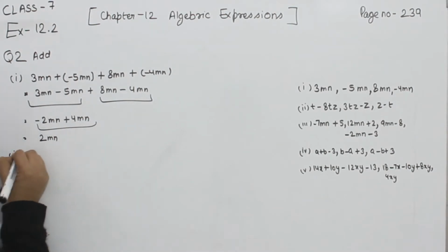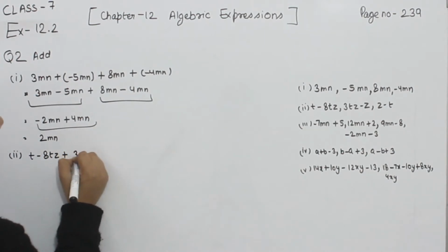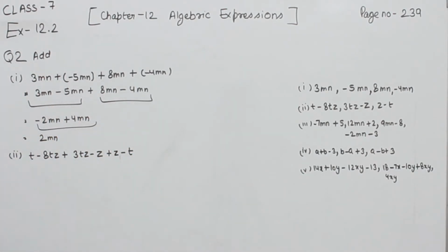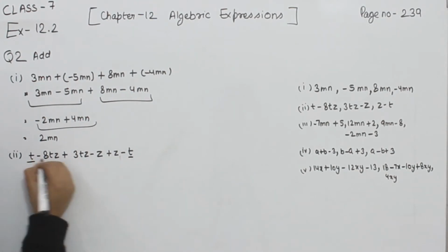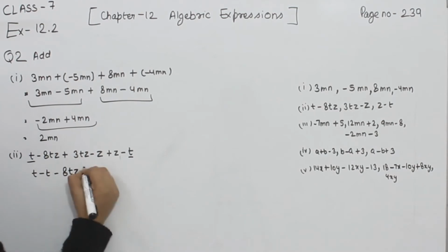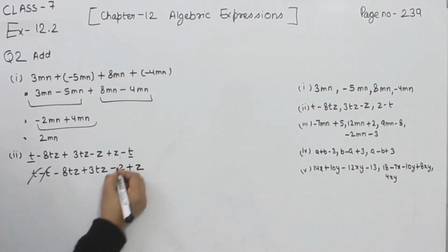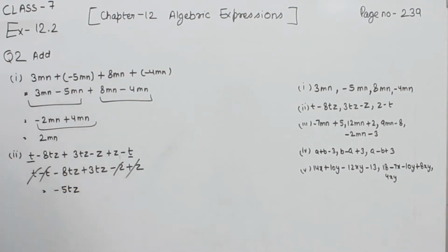Now comes part 2. In part 2, we have t minus 8tz plus 3tz minus z plus z minus t. So now we are going to solve this one. So t, this one, minus t, this one, now minus 8tz plus 3tz and minus z plus z. Now plus minus cancel, plus minus cancel. Now plus minus minus, we have minus 5tz. So this is part 2.